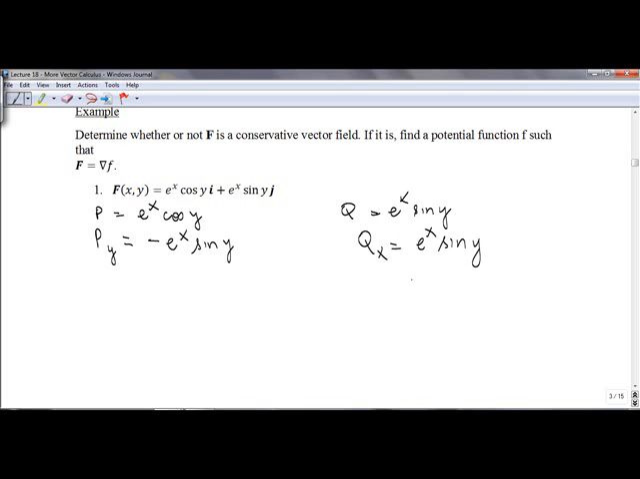Notice that they are not the same. So the vector field is not conservative. So since these two partials are not equal to each other, F is not conservative.